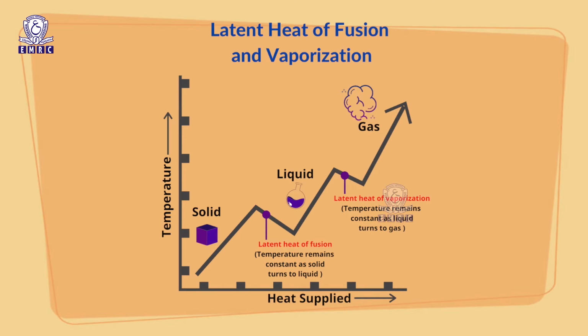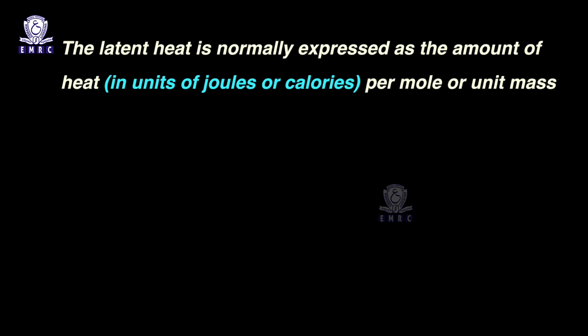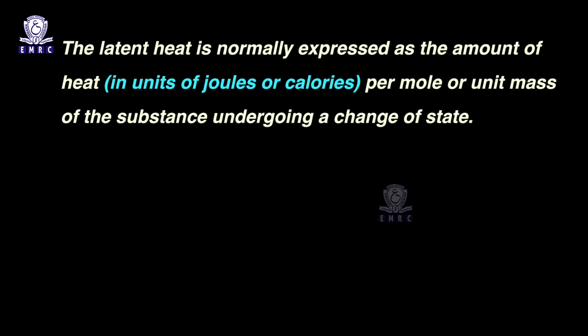The latent heat associated with melting of a solid or freezing of a liquid is called the heat of fusion. That associated with vaporizing a liquid or a solid, or condensing a vapor, is called the heat of vaporization. The latent heat is normally expressed as the amount of heat in units of joules or calories per mole or unit mass of the substance undergoing a change of state.